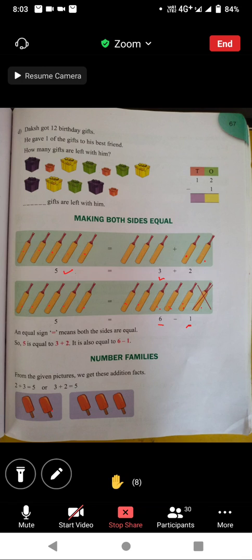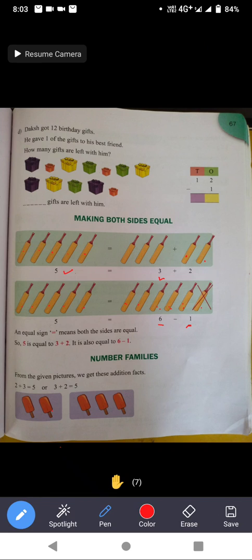Now I am giving you some questions. You have to write them in your notebook and solve them. So everyone take out your notebooks.